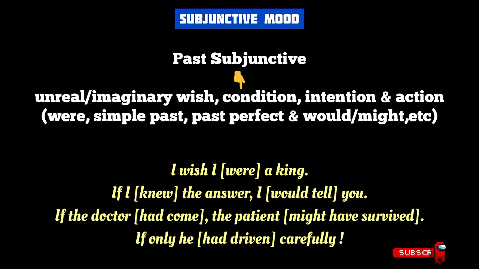If the doctor had come, the patient might have survived. This sentence expresses unreal past. This is a hypothetical situation of the past. Actually, the doctor did not come and the patient did not survive. Hence, in this conditional sentence also, the two verbs had come and might have survived are in the past subjunctive mood.